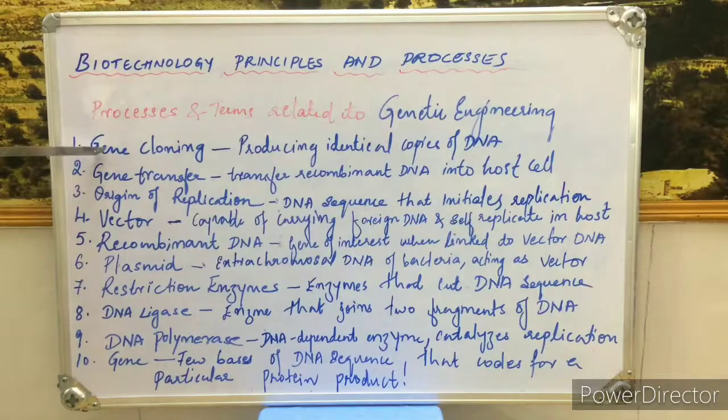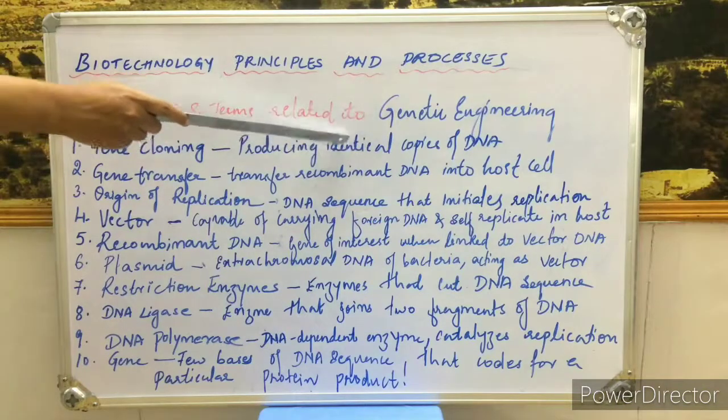Number one, that is gene cloning. So in genetic engineering, there is a process known as gene cloning. What is this gene cloning? Gene cloning can be defined as the ability of an alien DNA sequence to replicate and multiply into a number of identical copies when linked to an origin of replication in a vector. I repeat, it is the ability of the DNA sequence to replicate and multiply. What we mean by clone is that you are going to produce identical copies of DNA.